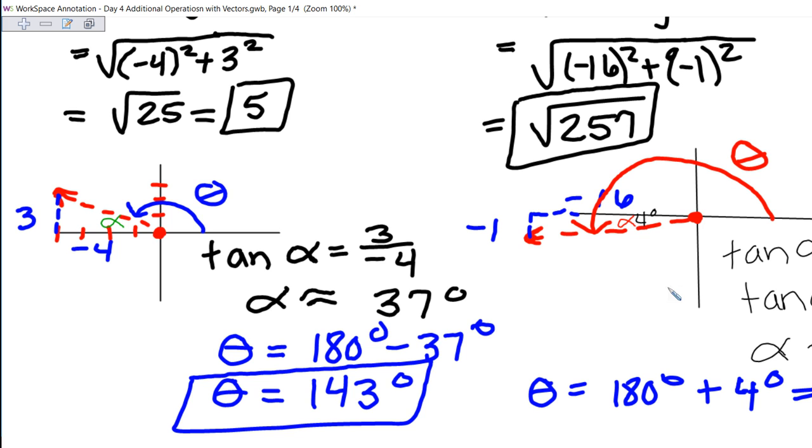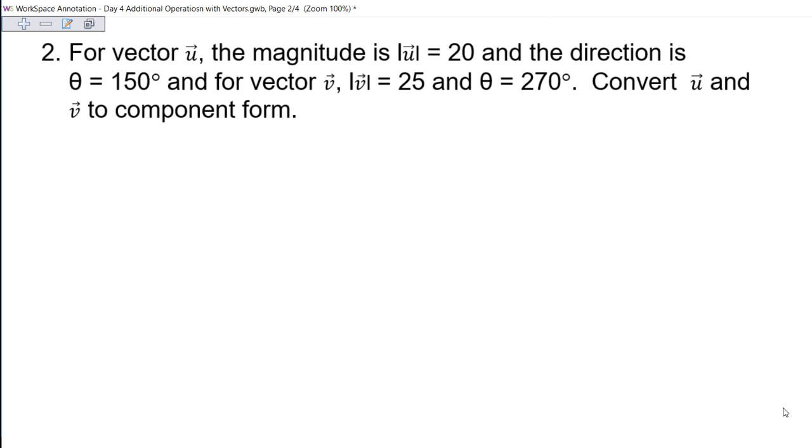Now, have we answered all the questions for problem 1? Yes, we have magnitude, we have the direction, so we're moving on to problem number 2. Problem 2, for vector u, the magnitude is 20, and the direction is theta is 150 degrees. And for vector v, the magnitude is 25, and theta is 270 degrees. We need to convert vector u and vector v to component form.